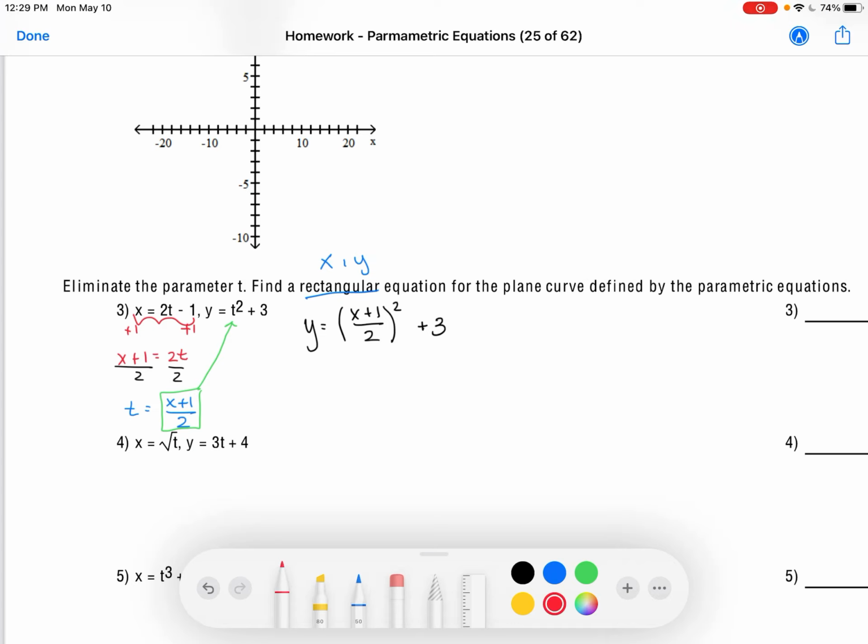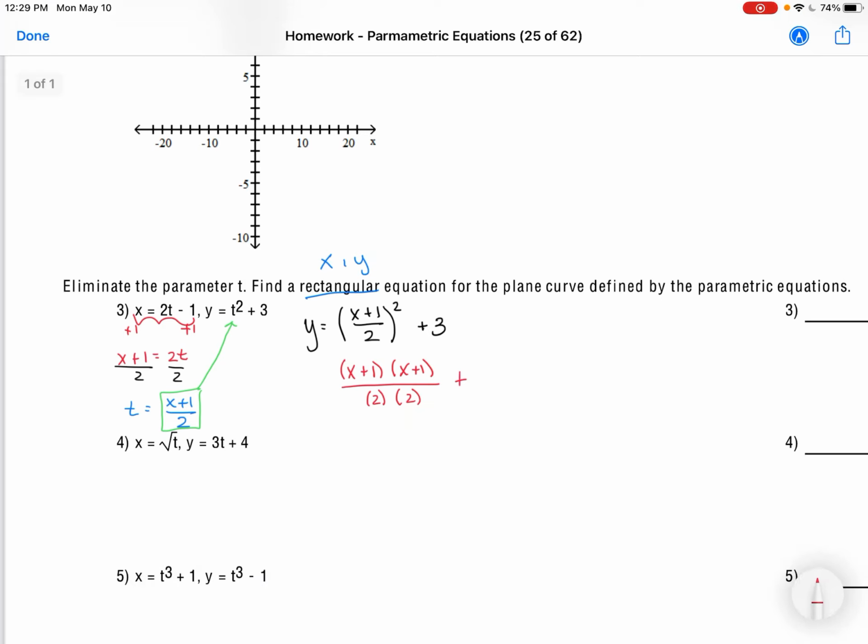Now, in a typical world, yes, we might be okay with this, but in fact, we know how to distribute. So yes, I'm going to ask you to keep going, all right? When we distribute, remember, this is written twice. So we essentially have x plus 1 in the numerator, followed by 2 and 2 in the denominator. And of course, we are still adding 3.